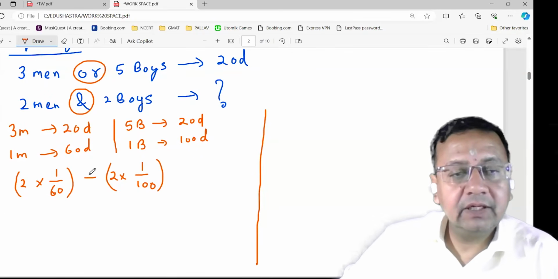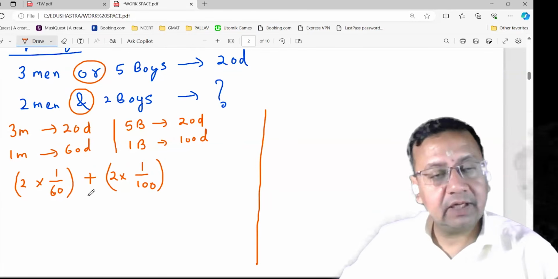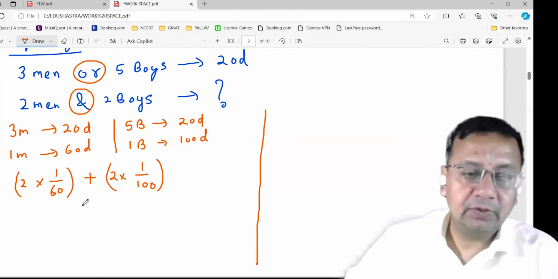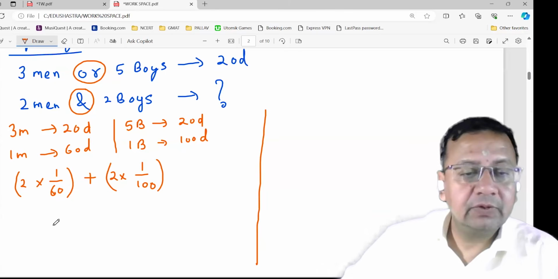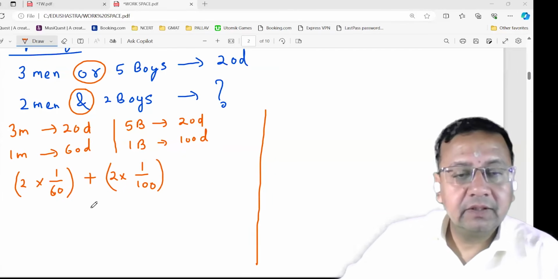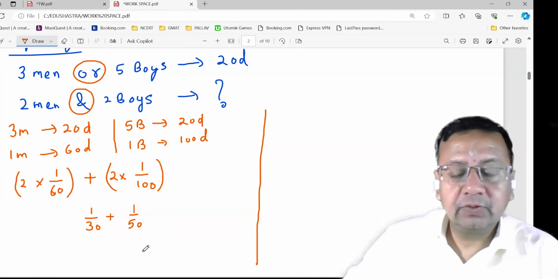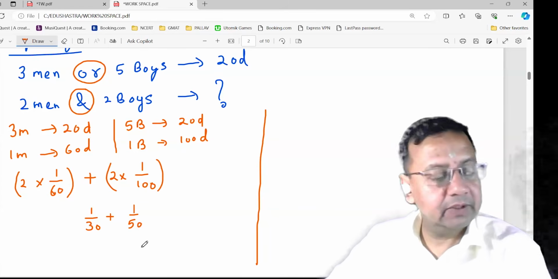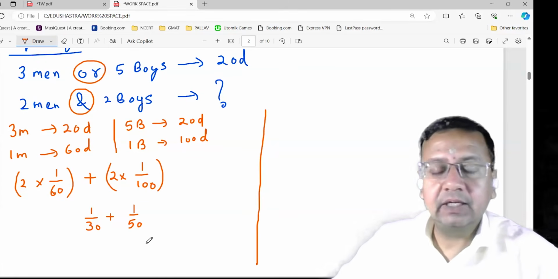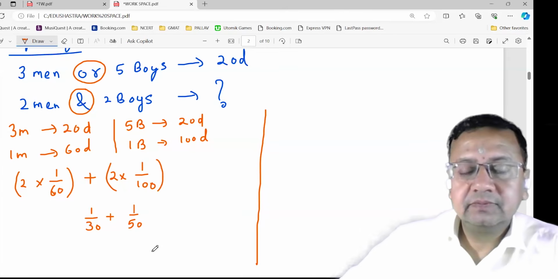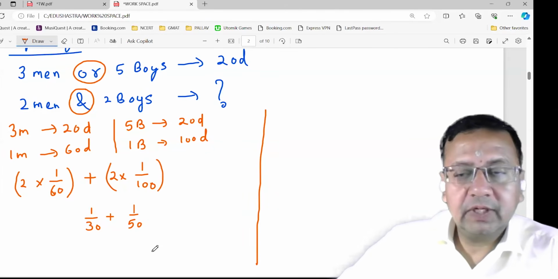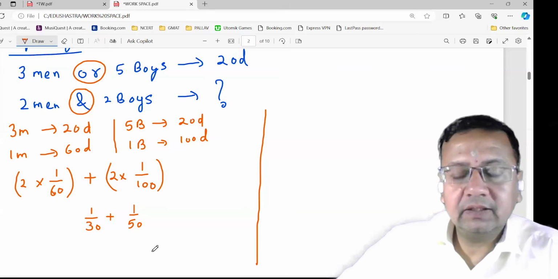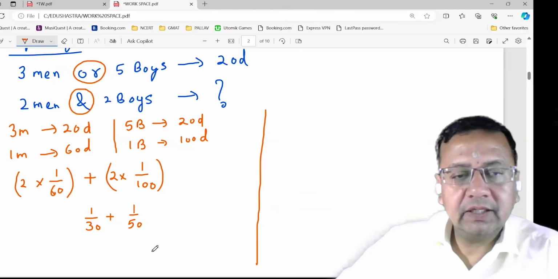And they are working together, men and boys both, so we added the total, right? So how much does this come to? This is 1/30 plus 1/50, right? So quickly, calculate once and tell me what is the days you are getting. Everyone, just quickly calculate and tell me, take the LCM and tell me how many days you are getting with this.